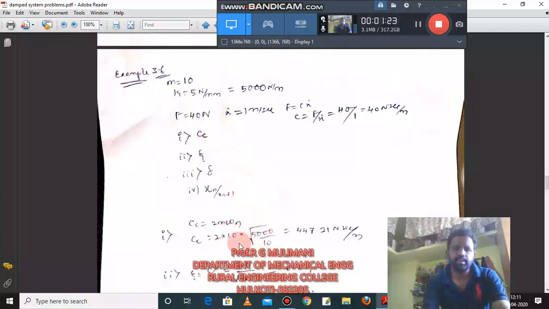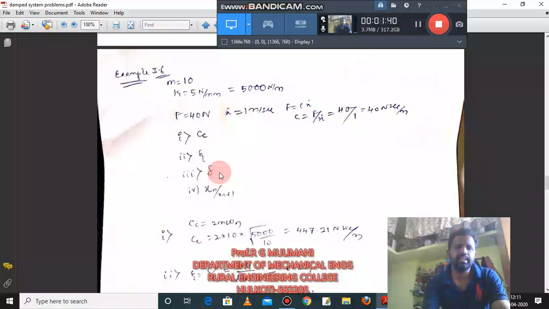By using this expression 2m omega n you will get the Cc value, critical damping coefficient. Next you need to find zeta. Zeta is C by Cc. C value is 40 divided by Cc. Cc value is 447.21. Okay, zeta.